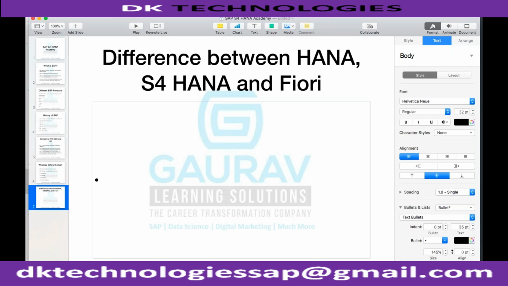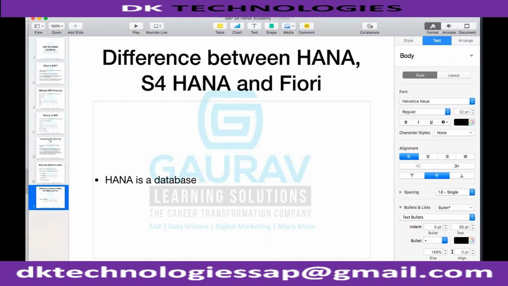HANA is a database, a new database from SAP. S4 HANA is the next edition of ECC which runs on HANA. Fiori is the new interface which can be accessed by mobile, PC, or anywhere, geographically from anywhere, we can access even without installing the basic desktop software from SAP.